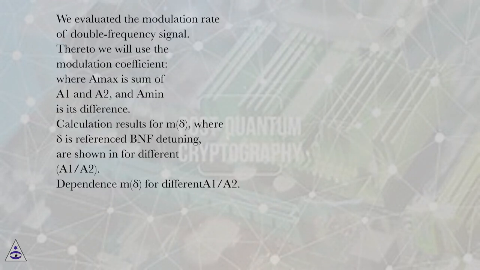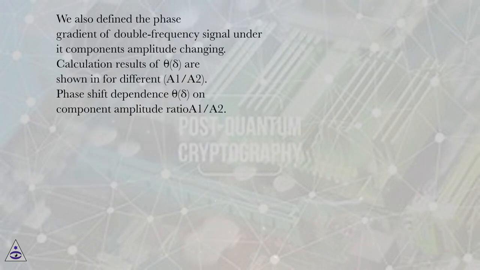We evaluated the modulation rate of the double frequency signal. There we will use the modulation coefficient, where Amax is the sum of A1 and A2, and Amin is their difference. Calculation results for M(delta), where delta is the reference BNF detuning, are shown for different A1/A2. Dependence M(delta) for different A1/A2. We also define the phase gradient of the double frequency signal under a component's amplitude changing. Calculation results of theta(delta) are shown for different A1/A2. Phase shift dependence theta(delta) on component amplitude ratio A1/A2.